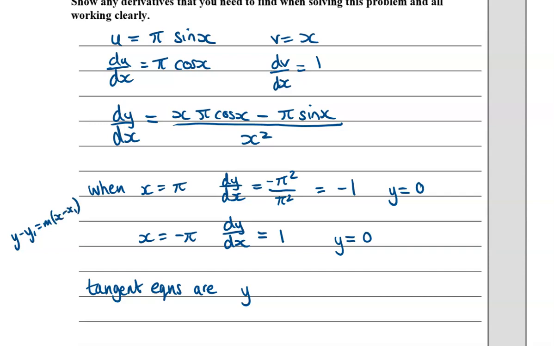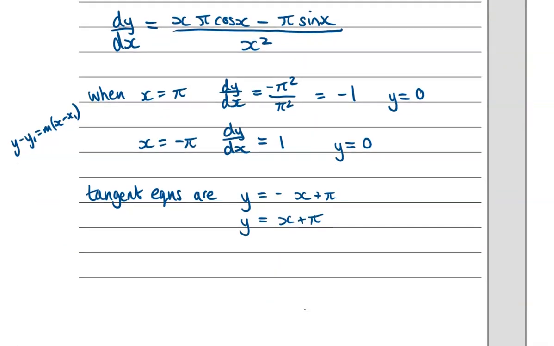So this is easier because the y's are 0. So y is equal to the gradient, which was minus 1 times x minus pi for that first one. So that just becomes minus x plus pi. And the other one, y equals x minus pi, so x plus pi. There's our 2 equations. Now we need to find their point of intersection.